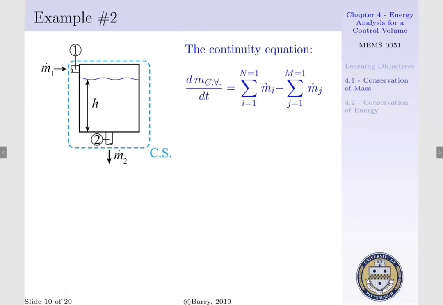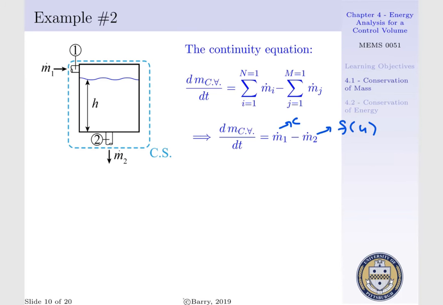We begin by expressing our continuity equation. Our time rate of change of mass within our control volume is equal to the sum of our mass flows in less our mass flows out. We only have one mass flow into our system and one mass flow out of our system. Thus, we can re-express our continuity equation as dm_CV/dt is equal to m dot 1 minus m dot 2. Now, we know our expression for m dot 1. This is a constant, and m dot 2 is going to be a function of our height.